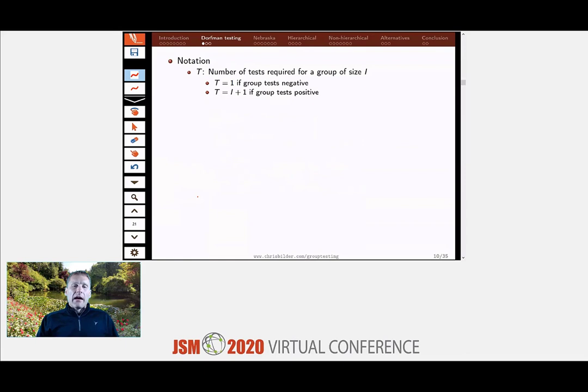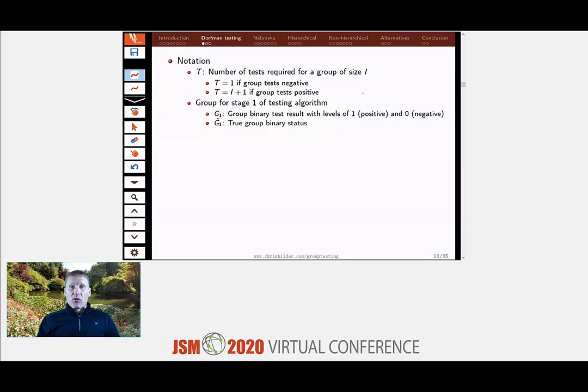Okay, so let's begin by talking about Dorfman's original testing idea. This is relatively the most basic way to apply group testing. And let's begin with some notation associated with it. Let's let T be the number of tests required for a group of size I. T will be equal to 1 if the group tests negative. It will be equal to I plus 1 if the group tests positive, where this I corresponds to the I retests that will be needed in a second stage of testing.